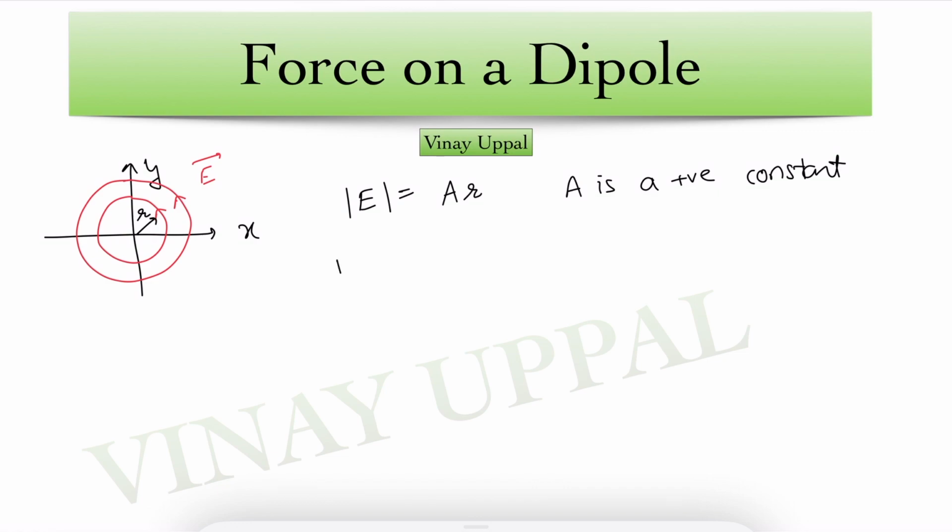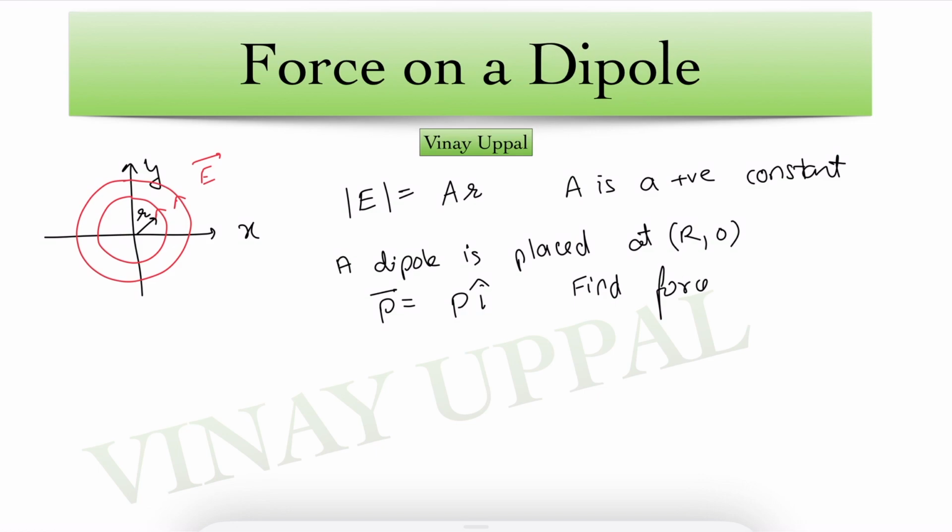Now let's say a dipole, an electric dipole, a small point dipole is placed at, let's say, r comma 0, and let's say the dipole moment is p i cap. So I want to find the force on the dipole. Alright, so I'm going to show you the force calculation by two methods, but they give two different answers, and at the end of the video I want you to figure out which method is correct and why. So let's take a look. I'll go to the next page.